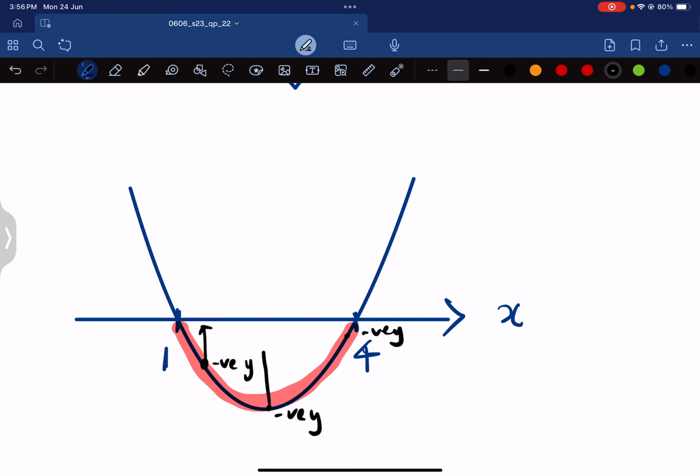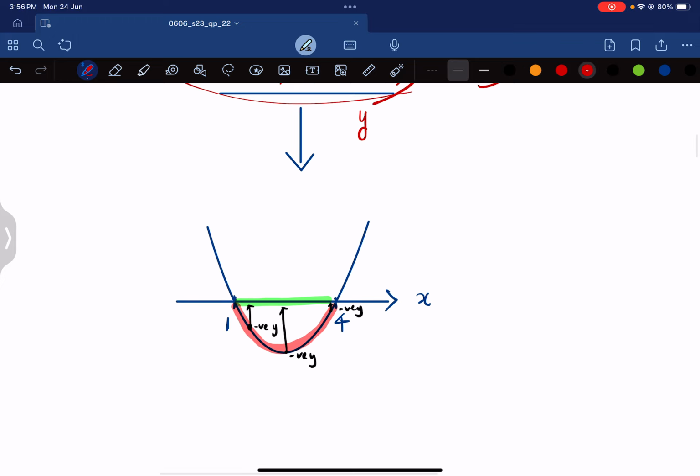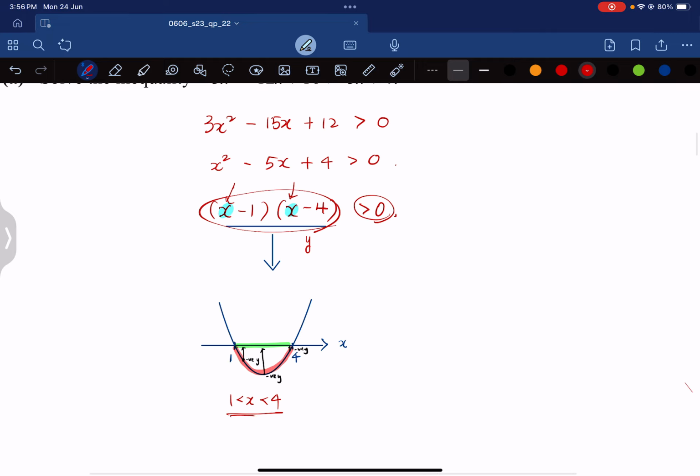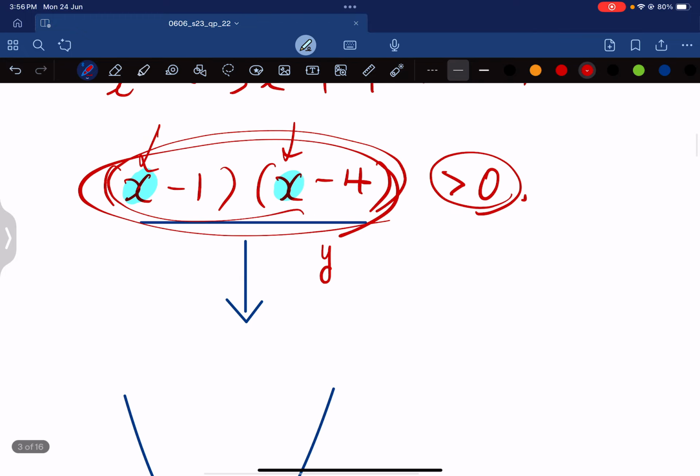So the corresponding x of every point, the corresponding domain of this part, would be x greater than 1, less than 4, right? So within this region, no matter what you substitute, let's say 2 or 3 or 1.5, as long as it is between 1 and 4, you substitute into this and you will get a positive value. So this is the answer.